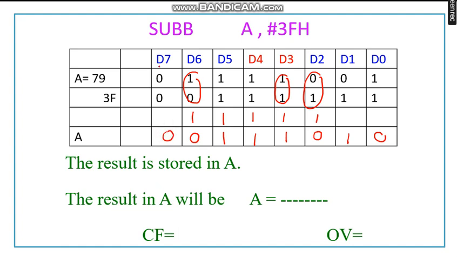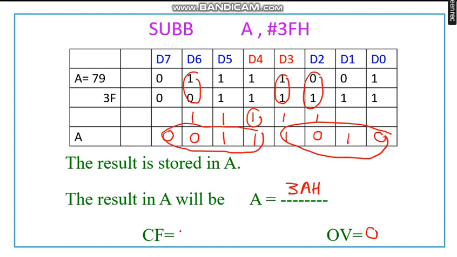Now in this case we got the answer equal to 3 and this is equal to A. So answer in A will be 3A hex. Now if you see, there is a borrow going from column D3 to D4. This is the borrow going. So here as it is not addition, no effect on AC, but the answer is not overflowing, so this remains 0. And here no carry in the column D7, so CF will be 0. This is how the instruction SUBB A, #data works.